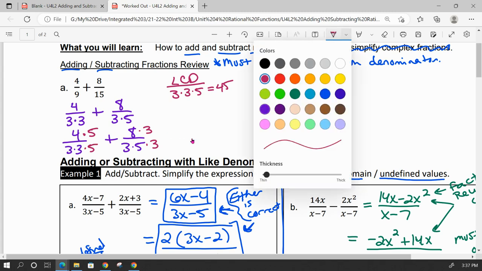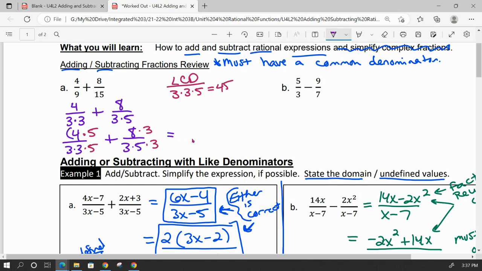All right, now what we want to do is multiply our numerators and then add. So 4 times 5 is 20. 8 times 3 is 24. When I add those together, I get 44. My denominator is 45. If you can reduce this fraction, then reduce it. Otherwise, leave it alone. 44 over 45 cannot be reduced, so that is our final answer.